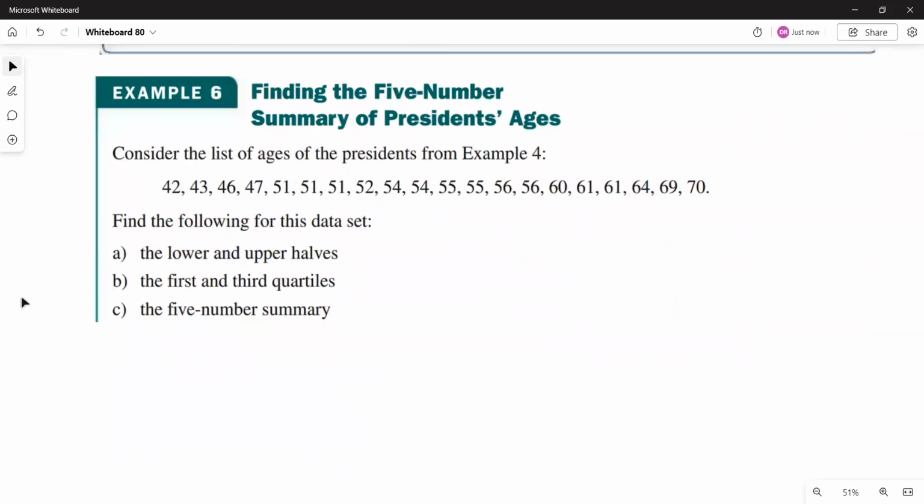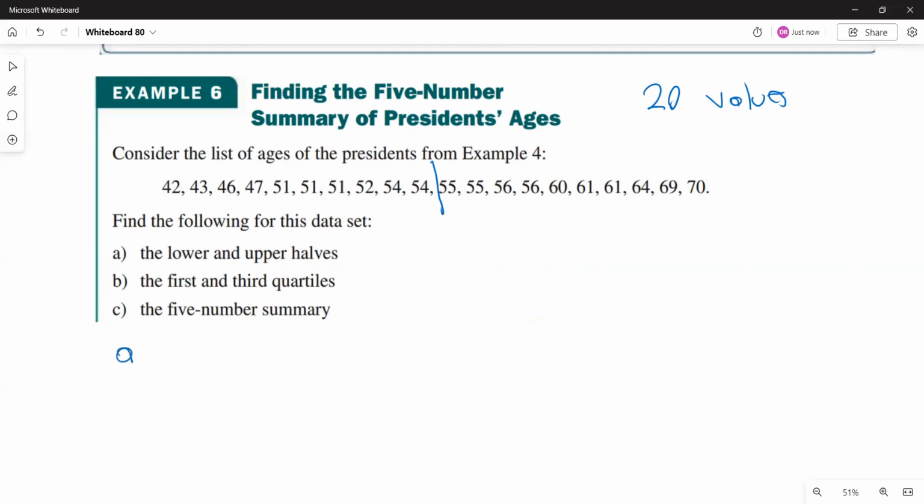Okay, so consider the list of ages of the presidents from example 4. We're going to find the following for this data set: the lower and the upper halves, the first and the third quartiles, and the 5-number summary. Okay, so we have the data values, we have 20 values. So the lower half is going to be the first 10 values, and the upper half is going to be the last 10 values.